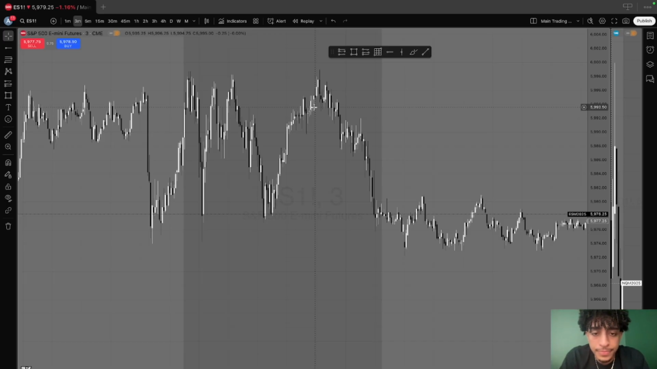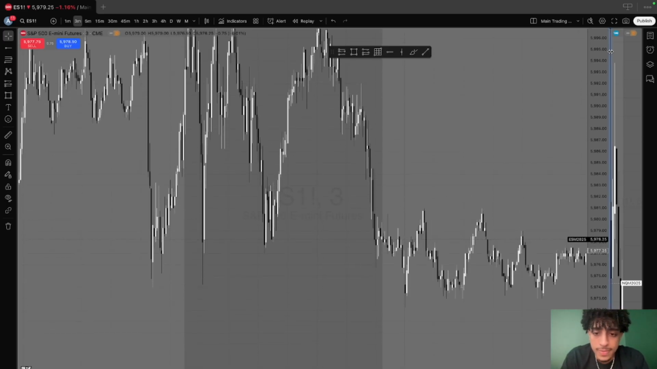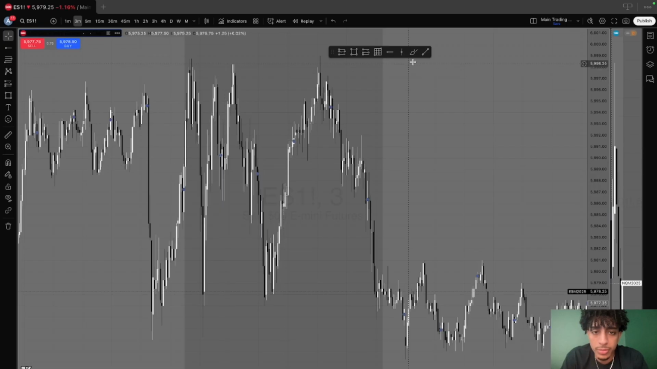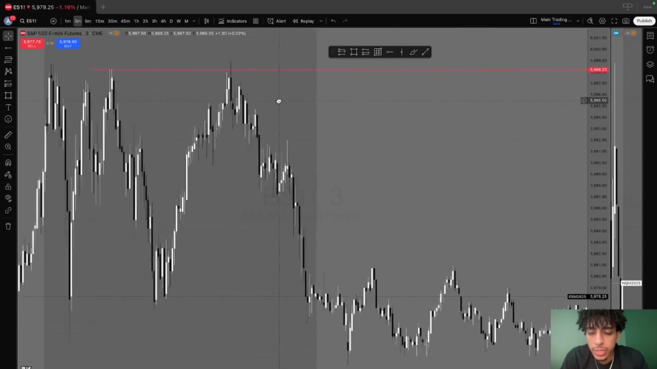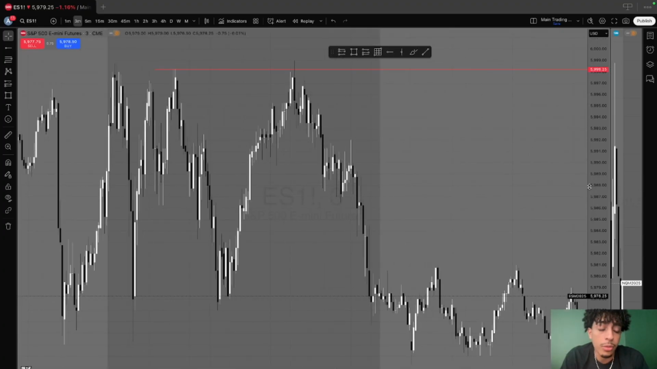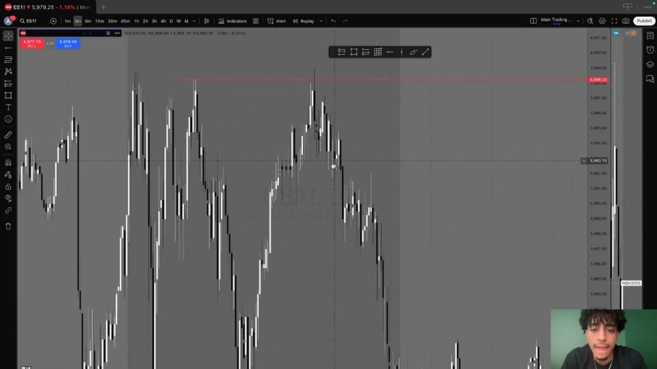Alright, right here, we sweep this liquidity. Now we would need to see a break below. Which body? Which series? Which candle? The bottom of the body. It's this one right here. Because we sweep the low, we need to see a break below right here, which we get with this next candlestick.